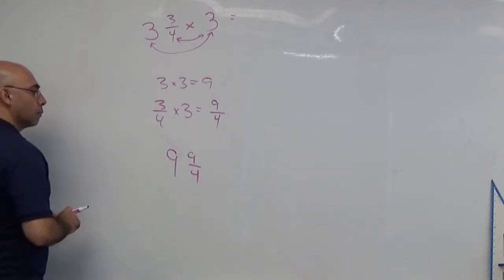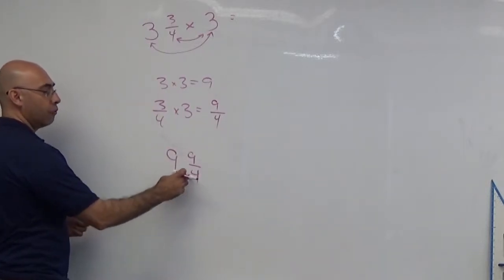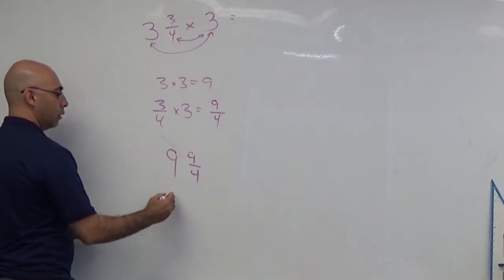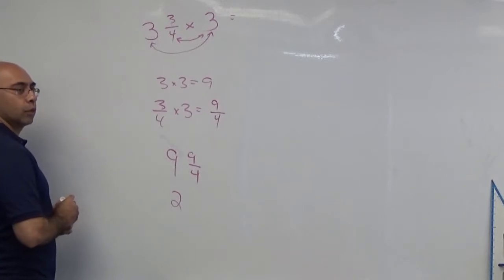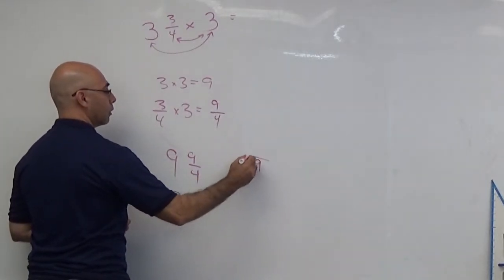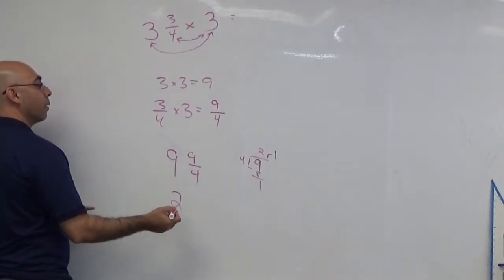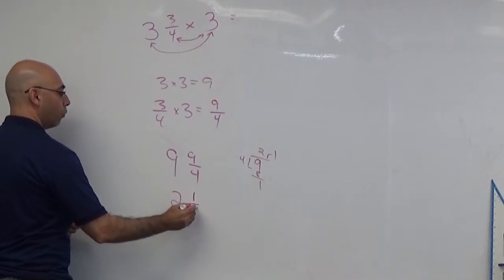Okay. So you do 9 divided by 4. How many 4s can go into 9? 2. And how much is left over? If you don't remember, just do this. Oh, 1 remains. So it's 2 and 1/4.